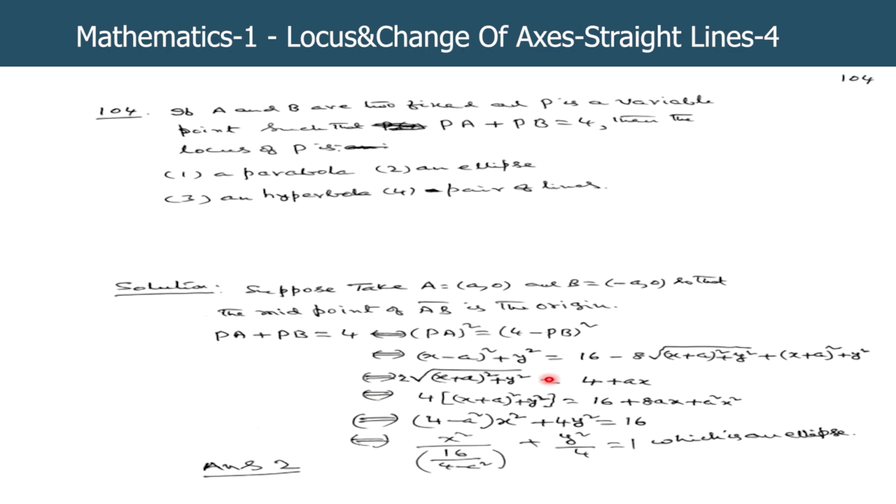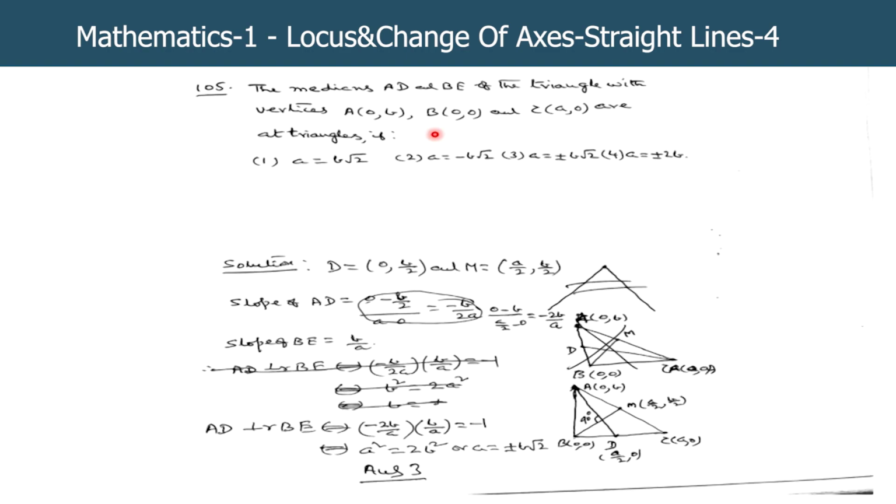So if you simplify it, you will get x square by 16 plus y square by (16 minus a square) is equal to 1, which represents an ellipse, because an ellipse equation is x square by a square plus y square by b square is equal to 1. So the correct option is option number 2, 105.